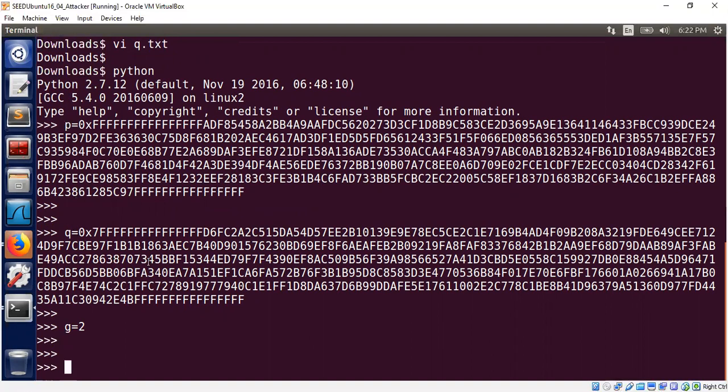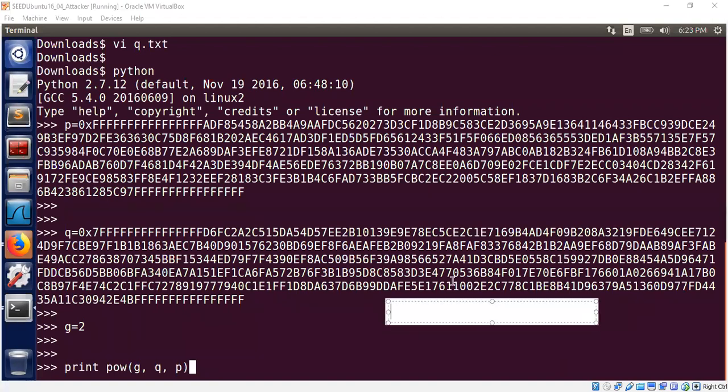We can do a very simple check. Let me show you what. Print pow(G, Q, P). What I'm doing is computing G power Q mod P. Why do I do that? If G power Q mod P is equal to 1 mod P, what can we say?